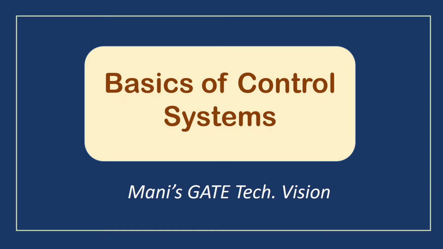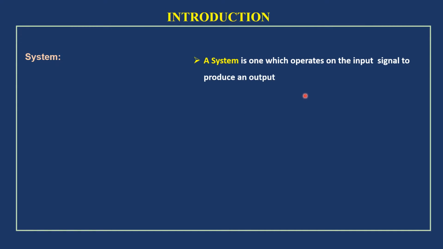In this lecture, I will tell you the basics of control systems. Let me move on to the lecture. First, I am defining a system. We know about the system. A system is an interconnection of components which performs the operation on the input signal and it produces output signal. A system is one which operates on the input signal and produces output signal.